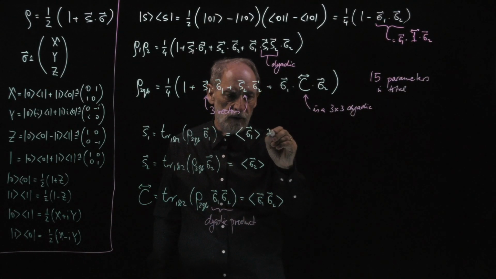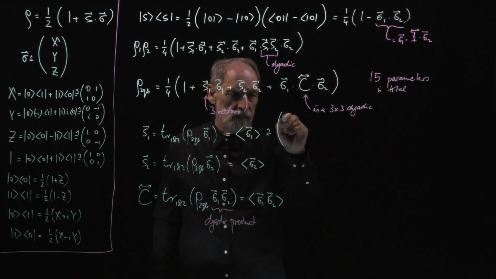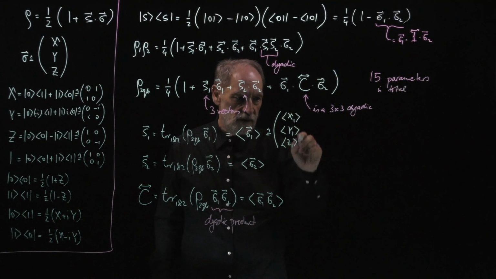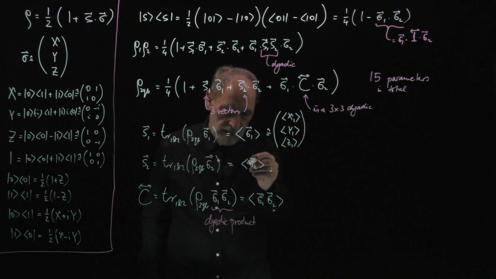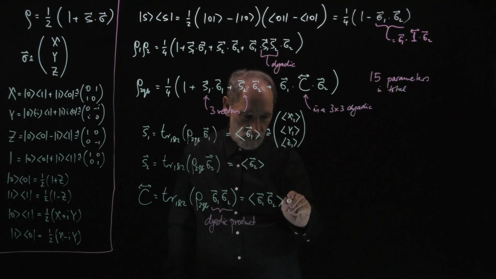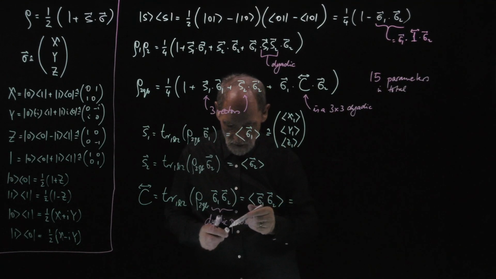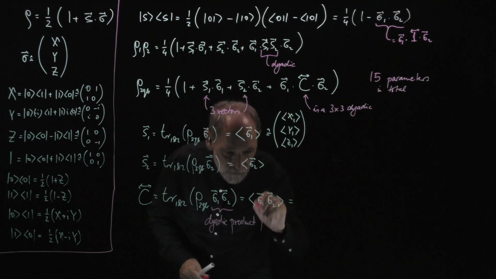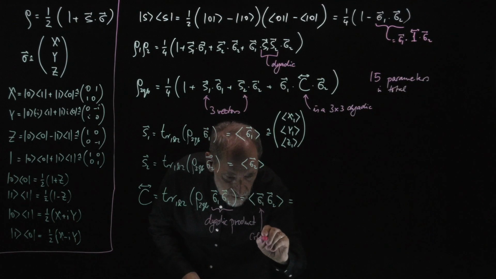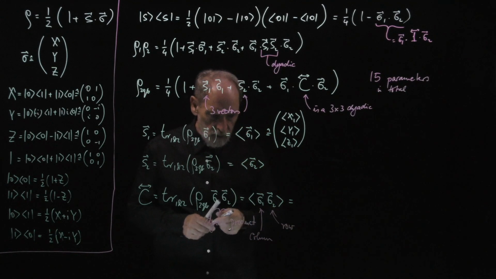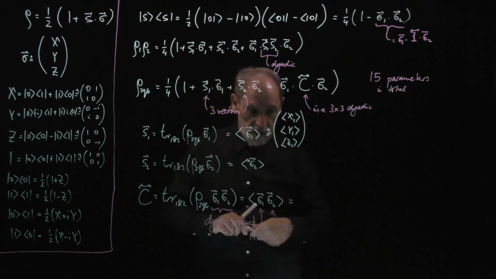Here we will get a 3 component vector, which are the expected values of the x operator for the first qubit, of the y operator for the first qubit, and finally the expected value for the z operator for the first qubit. And likewise for the sigma 2 expectation values. I'm not going to write this down. So here we have a dyadic product, and in the dyadic product it's always most natural to think of the first vector as a column and the second vector as a row. So you get a column times row product, and that will be a matrix.